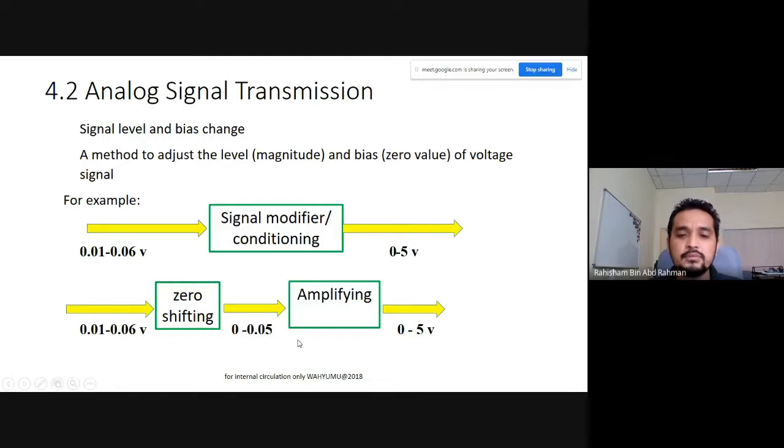So we need to include another circuit, an amplifying circuit, so that we can magnify or increase these values to some other value that is readable to this section. For this example, we have the input 0.01 and the input for the control room is 0 to 5. So first we need zero shifting, shifting the zero, and then the second one is to amplify.